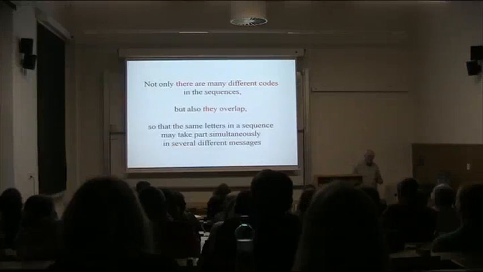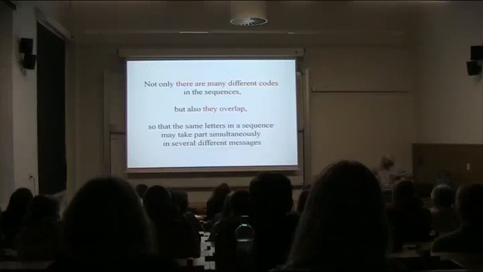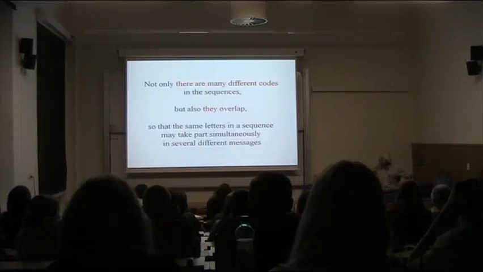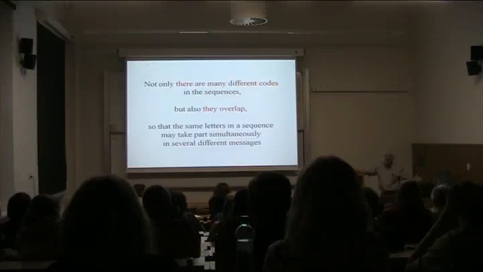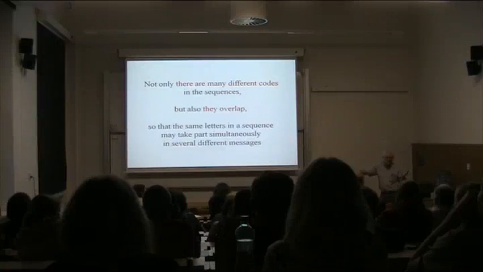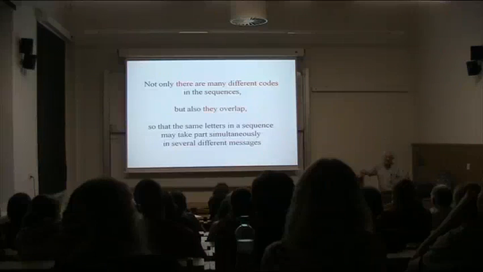So we may conclude now. Not only are there many different codes in the sequences, but also they overlap so that the same letters in the sequence may take part simultaneously in several different messages. And you're talking about domination of the triplet code. What are proteins after all? Proteins are instruments. Putting things together, cutting things, all kinds of kinases, transferring things, deaminases.